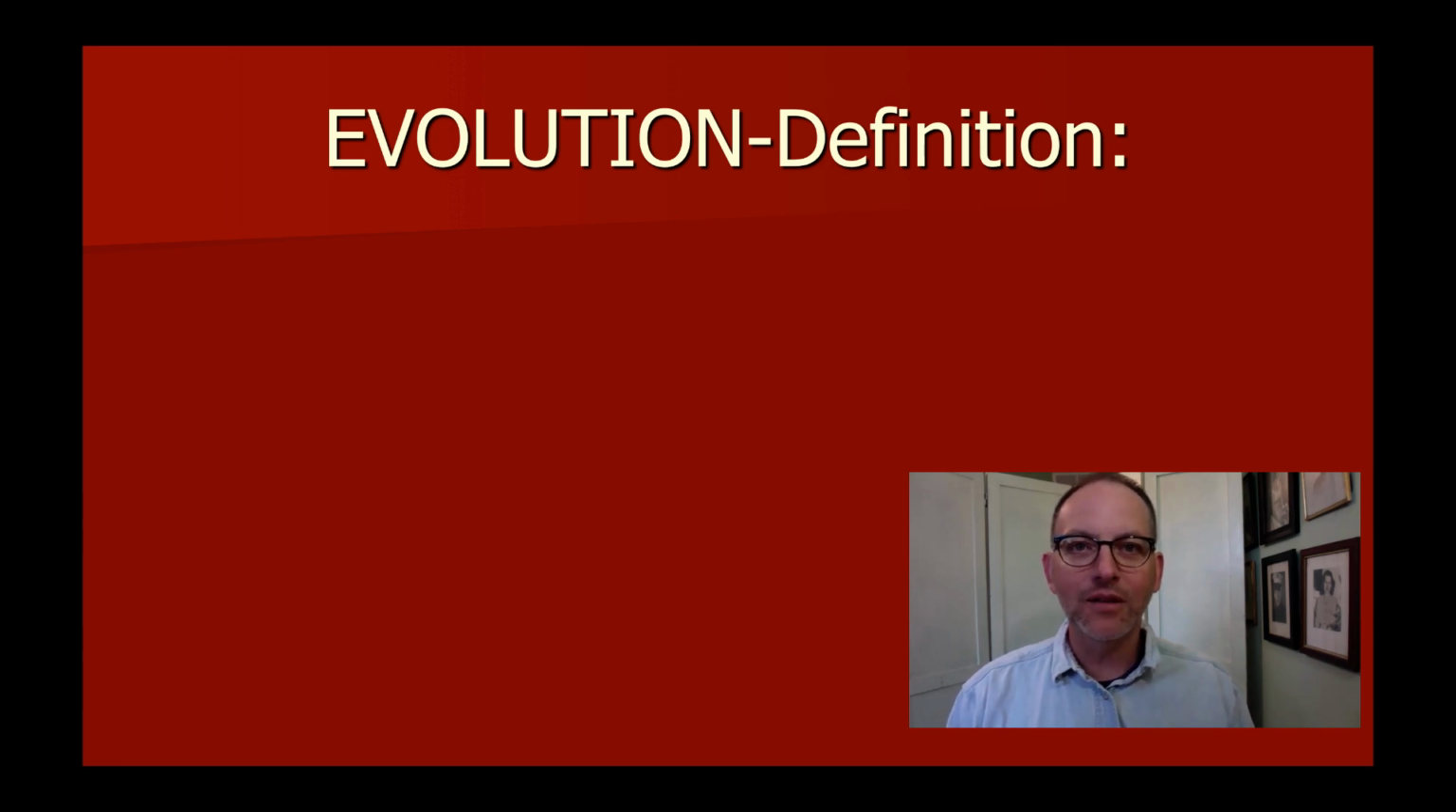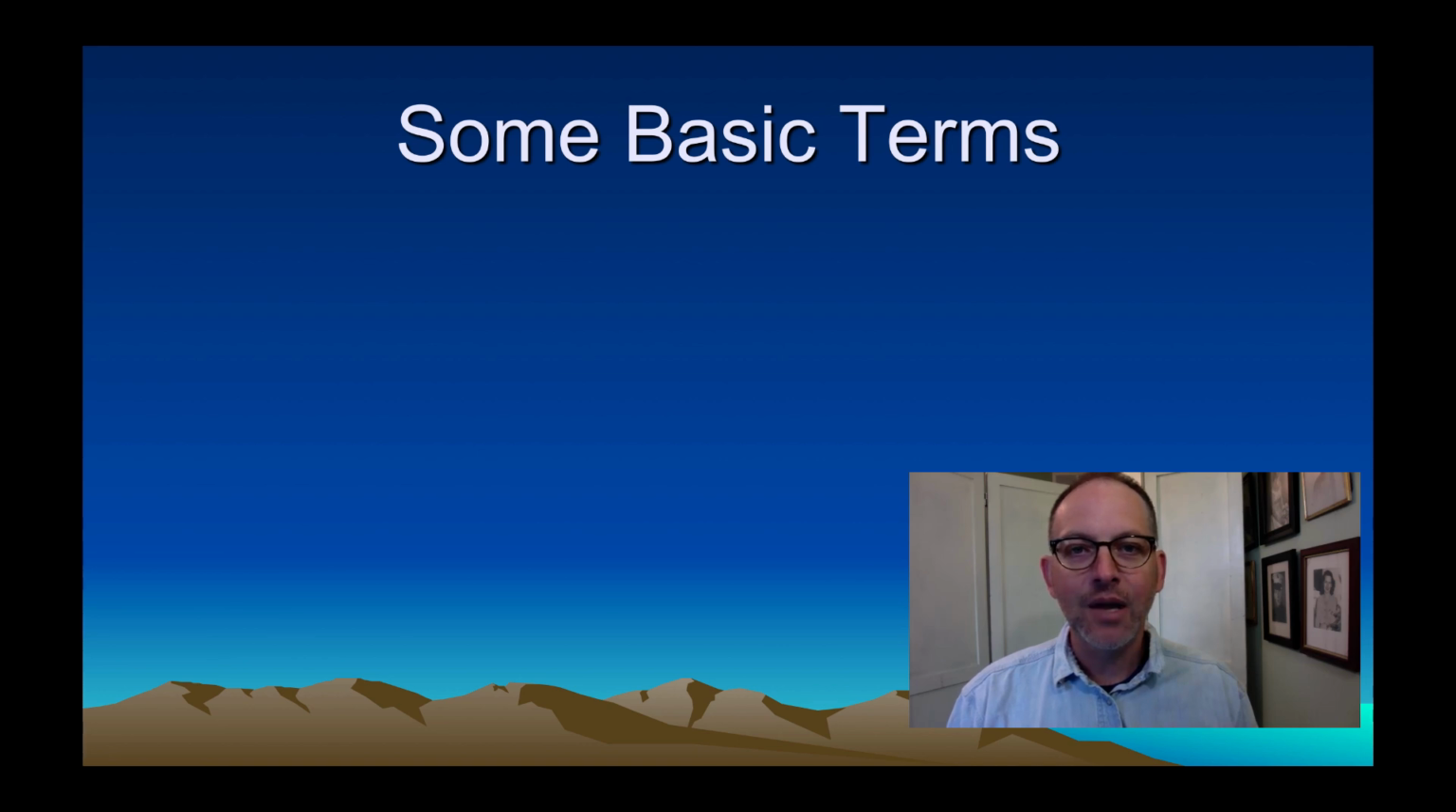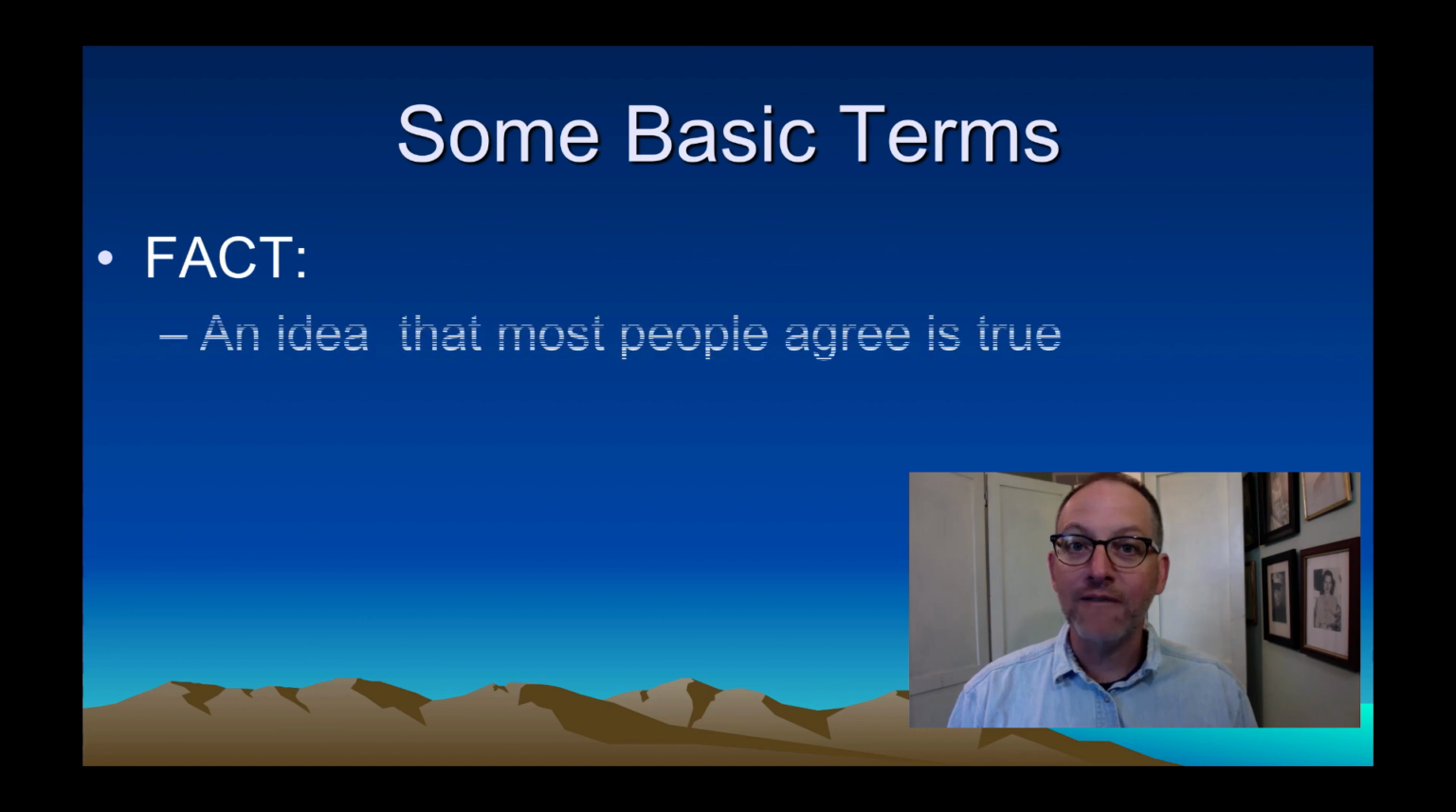So first of all, the definition for evolution that we're going to use is this: a slow, gradual change in living things over millions of years. Here are some other terms that we need to go through, starting with a fact, which is an idea that most people agree is true.